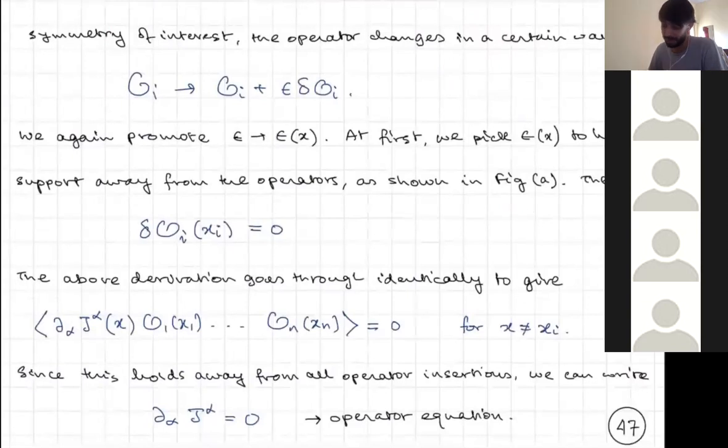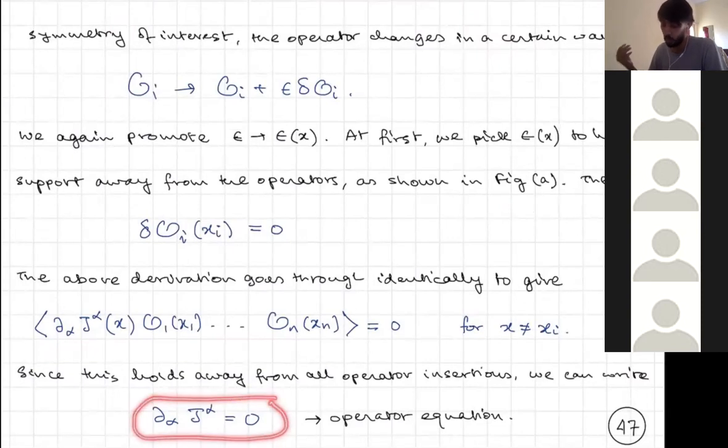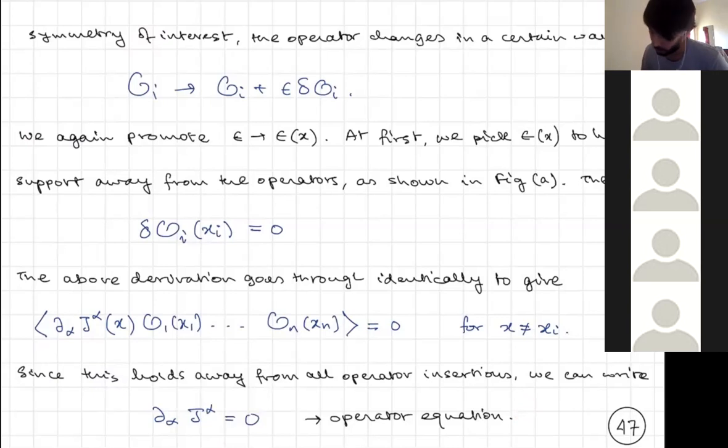And what you will find is that this particular thing is true. And since this holds away from all particular operator insertion, del alpha J alpha is equal to 0 is going to hold true as an operator equation. So this is very similar to what we had last time around. Okay.